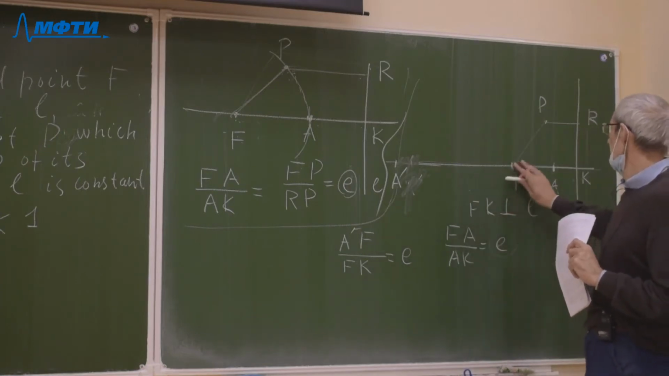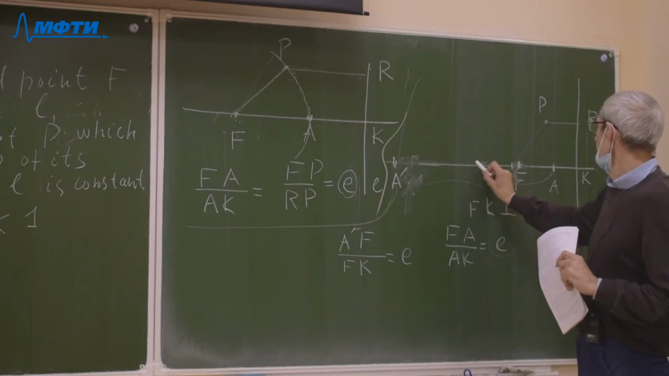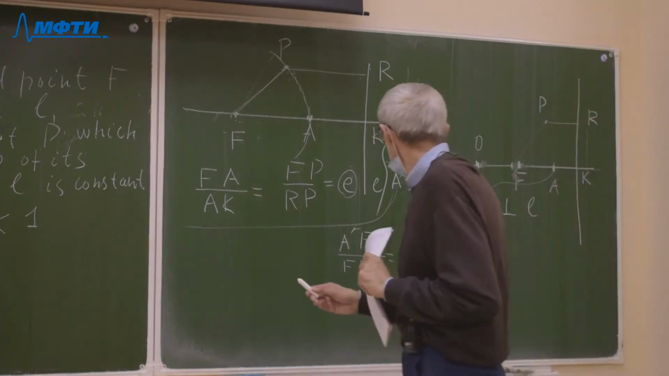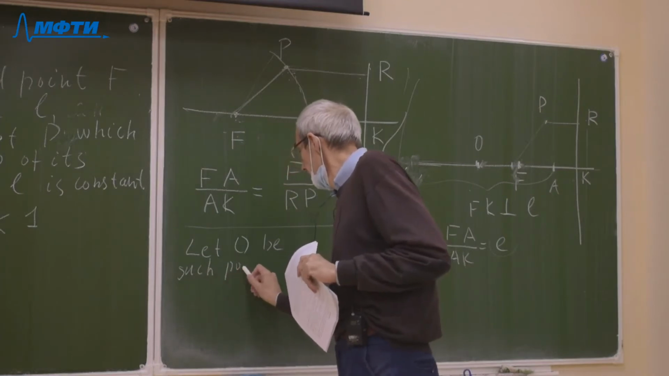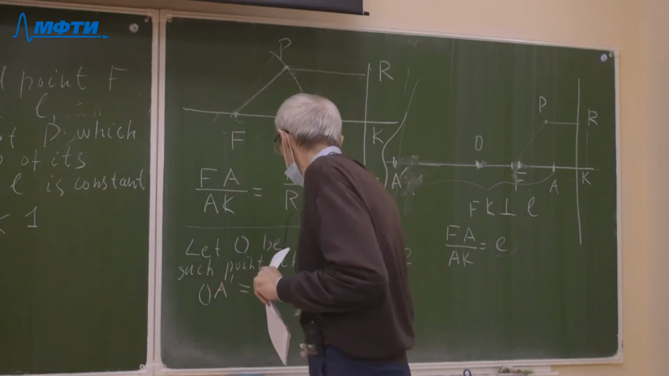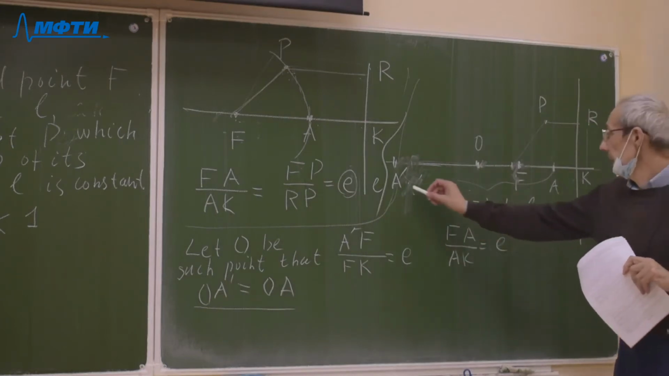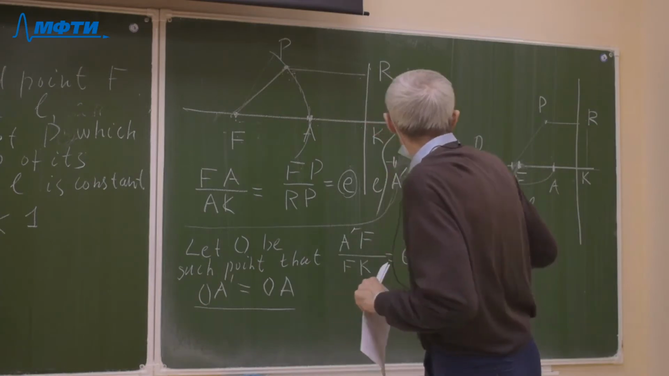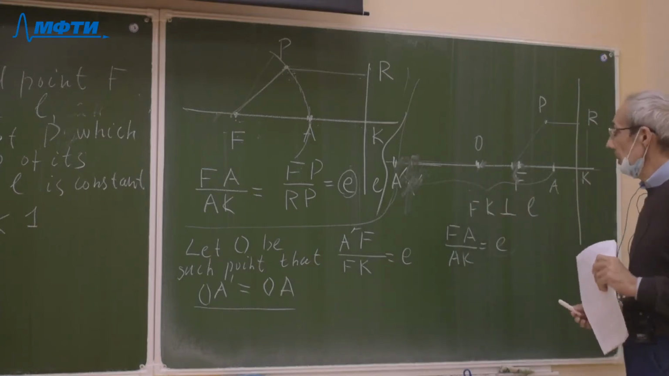And let O be the middle point of the segment A prime A, namely let O be such a point that the distance OA prime is equal to OA, the middle of the segment A prime A. And let's calculate the length of the segments OA, which equals OA prime.